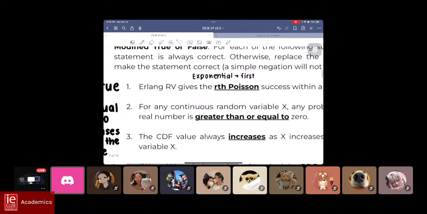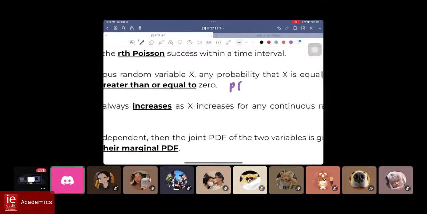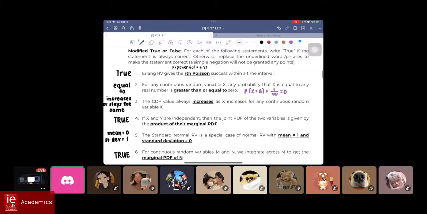So this is true. For the next one, it says for any continuous random variable x, any probability that x is equal to any real number is greater than or equal to 0. So for this, I think it's in the PowerPoints then, the probability of x being any number would be equal to 1 over infinity. So that's equal to 0. Since in continuous random variables, you're technically getting the area under the graph. So if it's a single number lang, the area under the graph would be 0.